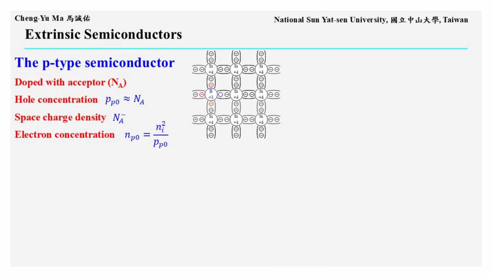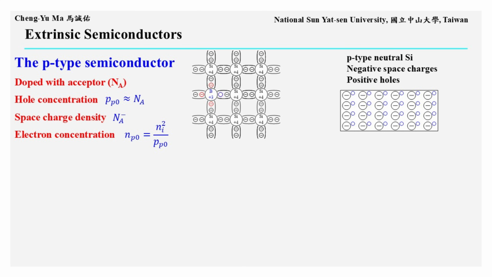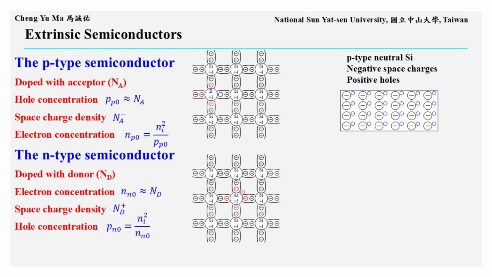The minority carrier electron concentration, np0, is ni squared divided by pp0, so its concentration is quite low. Therefore, we can simplify the diagram of a neutral p-type semiconductor as shown on the far right of the slide. It is a p-type semiconductor composed of negative space charge and positively charged holes.